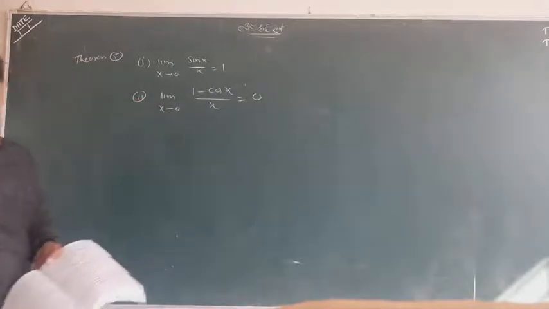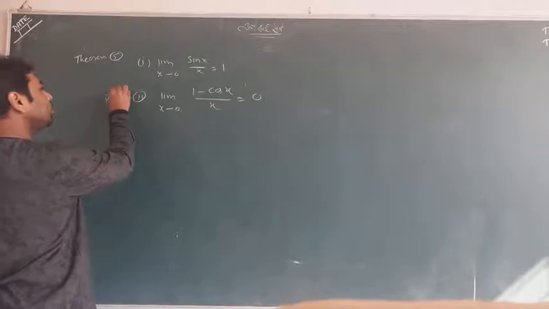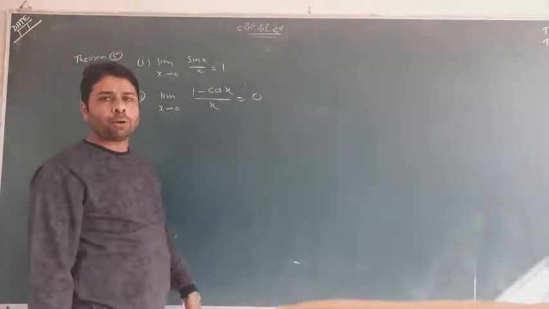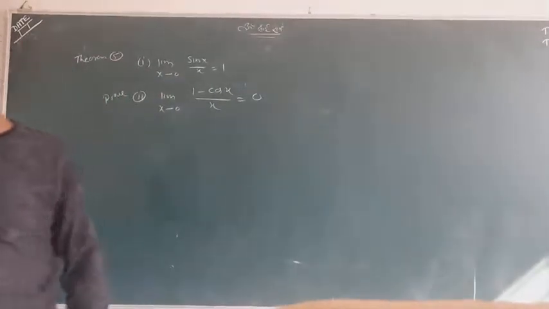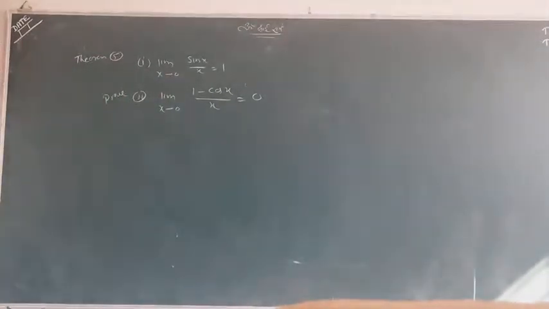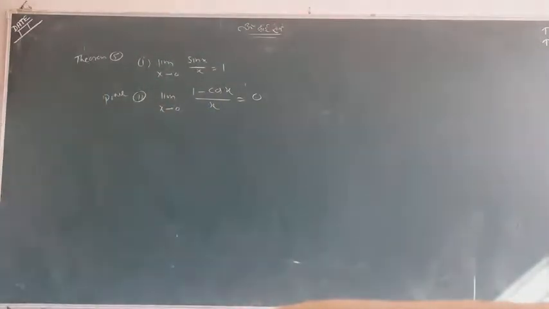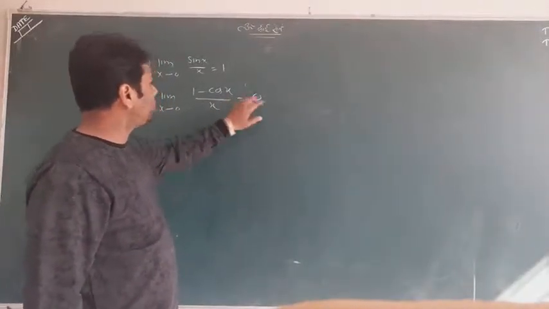Prove that 1 minus cos x upon x equal to 0. It is actually a question. How can we deal with this question? Try to understand. It is 1 minus cos x upon x, a term, and we want 0.